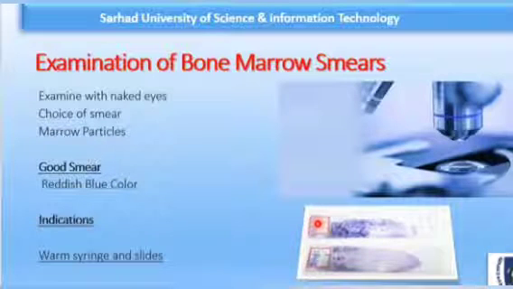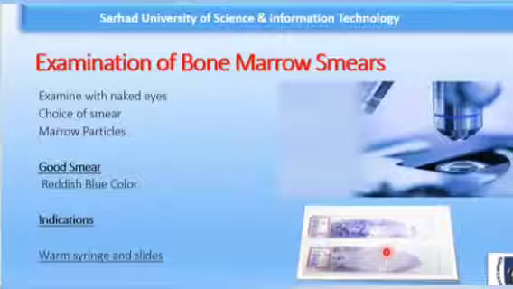Examination of the bone marrow smears. The first thing is to examine all the stained slides with the naked eye and choose one which has enough marrow particles or fragments and is spread properly and stained evenly and best.